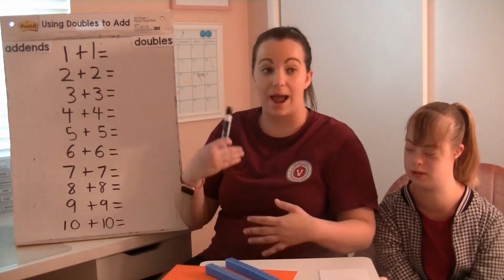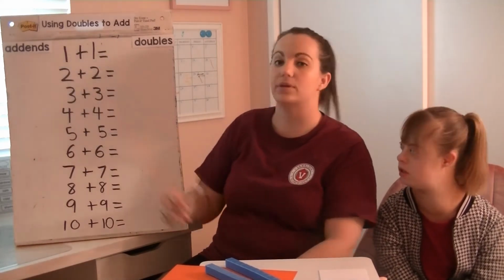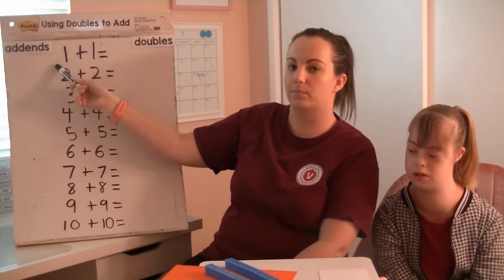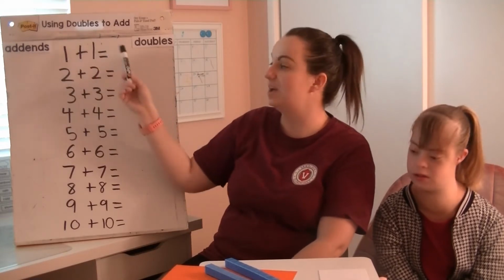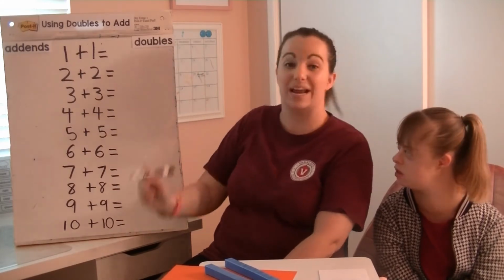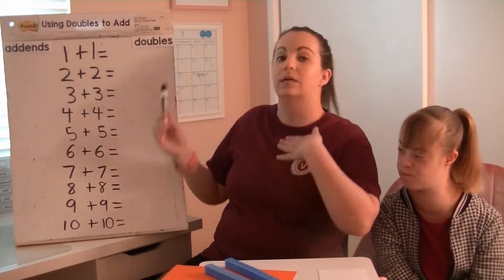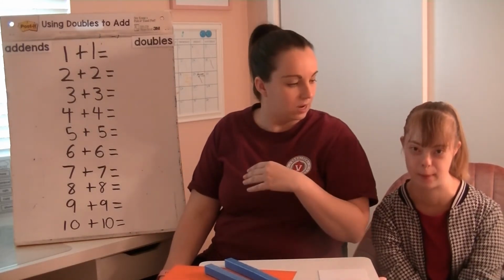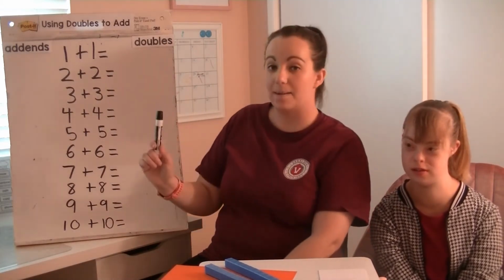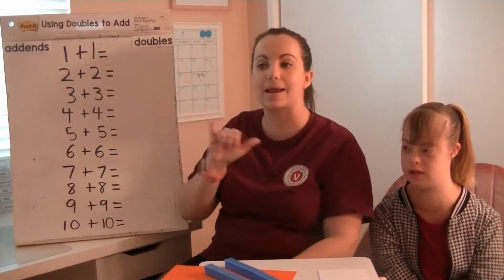Now, if you happen to have an addition problem where the addends are the same number, meaning you're adding a number to itself, that's called a doubles problem. Let's do our best to try and say doubles. Doubles. Good. That means the addends, the numbers you're adding together, are the same number.